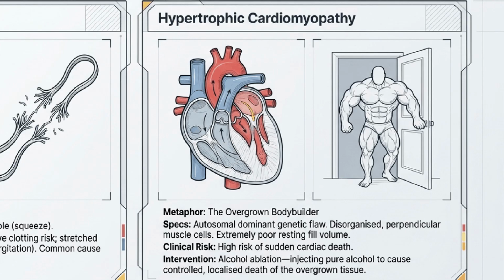Exactly. And it takes significantly longer for those thick ventricles to relax. That makes it incredibly difficult for them to fill with blood during the resting phase. And to make matters worse, the muscle cells themselves are disorganized. What do you mean by disorganized? Well, instead of lining up neatly to pull together, they grow oblique and perpendicular to each other. It severely decreases how effective the contraction is.